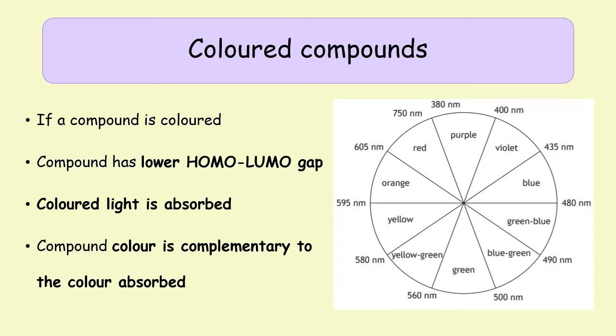So for example, if a compound is absorbing red light, it will appear blue-green. If a compound is absorbing yellow light, it will appear blue. You're looking at opposites on the coloured wheel for complementary colours. You've got to keep that in mind.